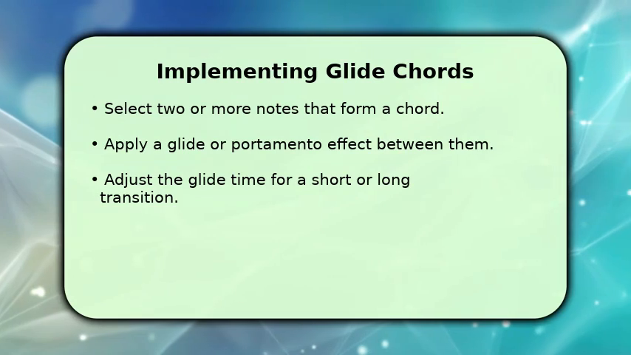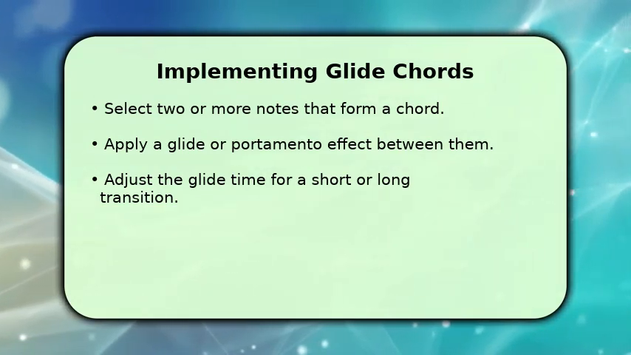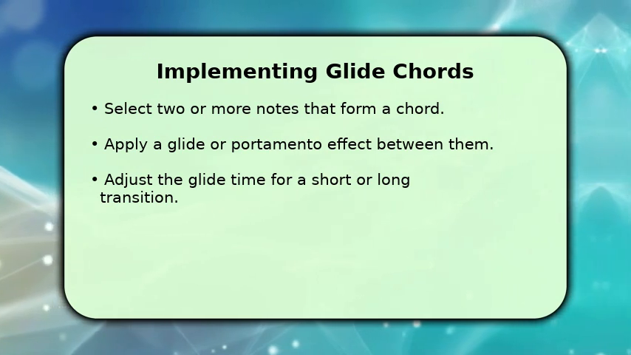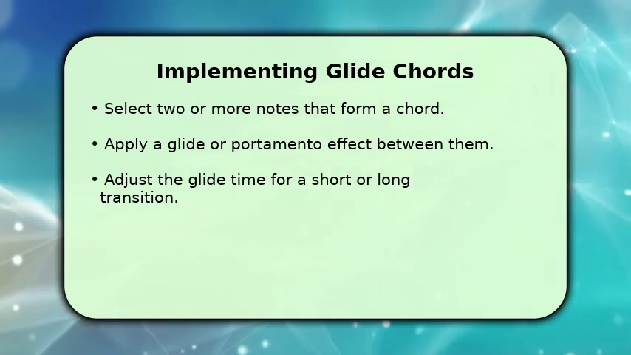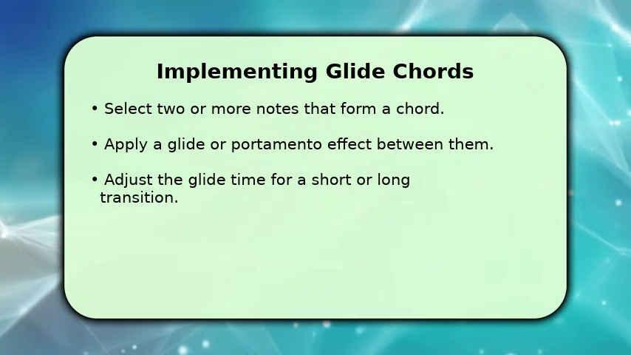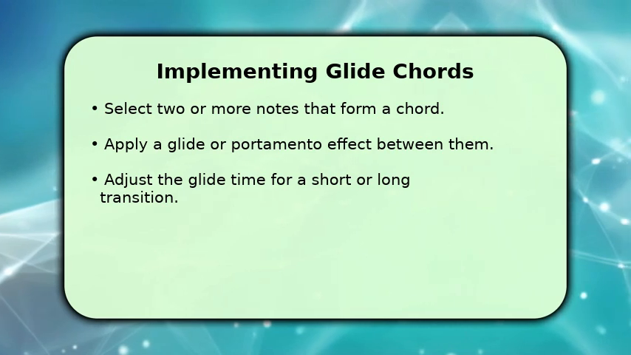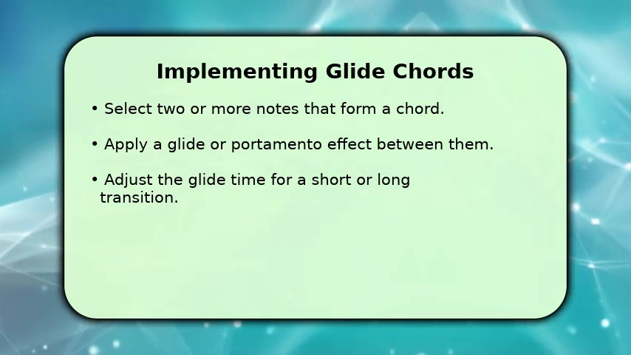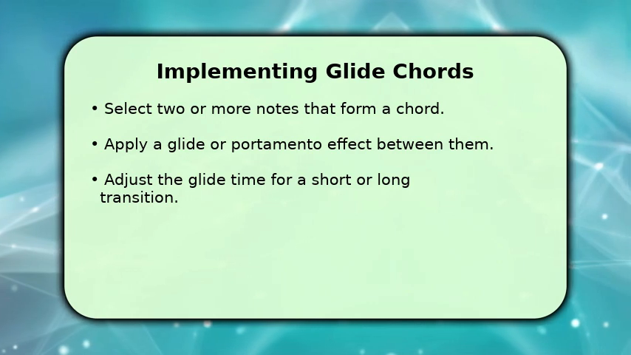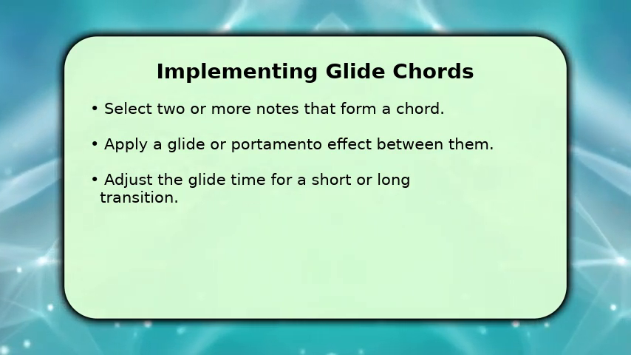Let's walk through the implementation. First, choose the notes you want to glide between, forming your desired chord. Next, activate the glide or portamento feature on your instrument or software. Then, carefully adjust the glide time. A shorter time, perhaps 20 to 50 milliseconds, creates a quick, subtle slide, while a longer time, up to 500 milliseconds, offers a more dramatic sweep. Remember to practice slowly for precision.